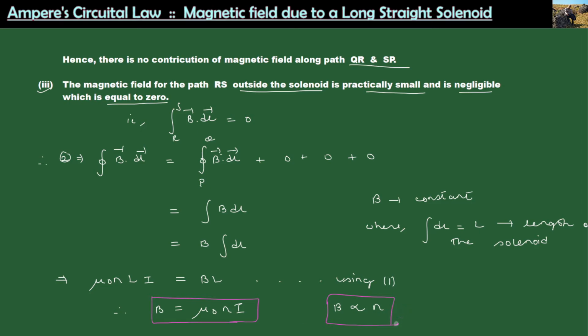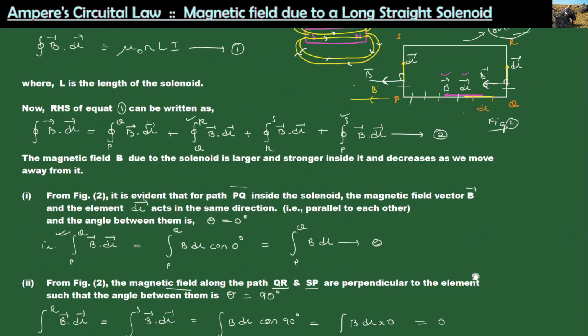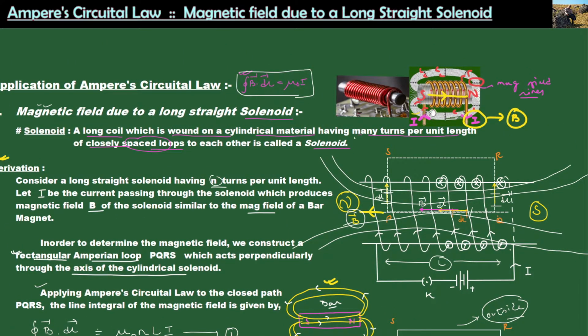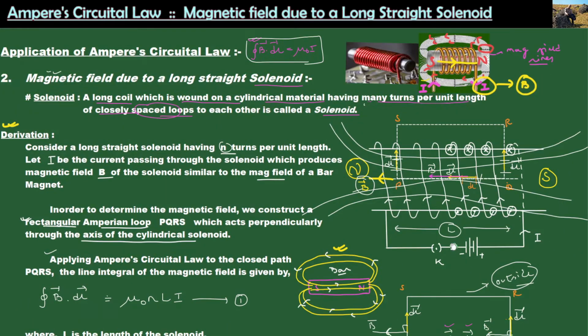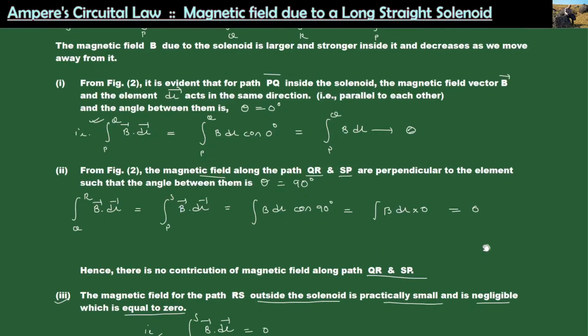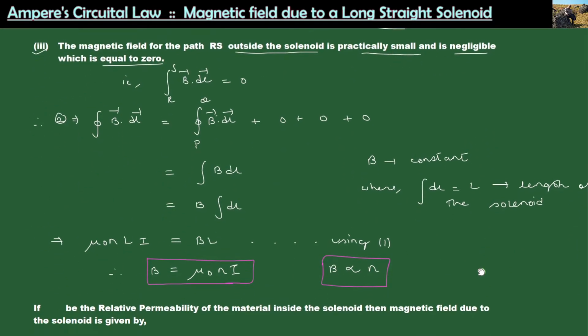So this is one of the most important concepts. If you look at that diagram, when the number of turns of the solenoid is more, the strength of the magnetic field is also more, because the formula for the magnetic field due to the solenoid is B equal to mu naught n I.